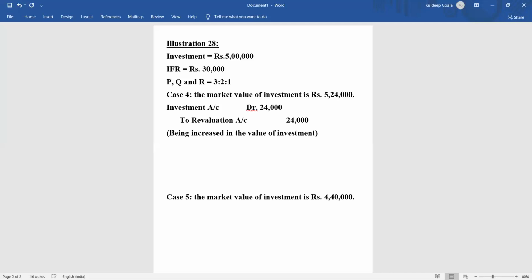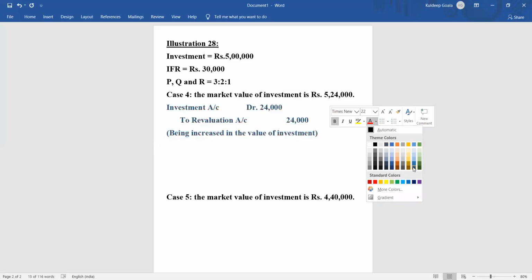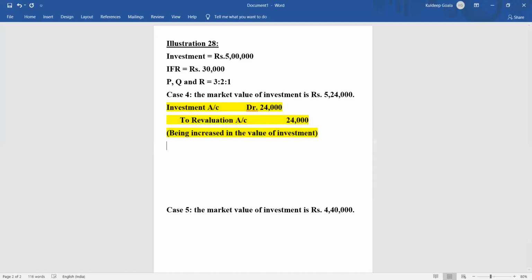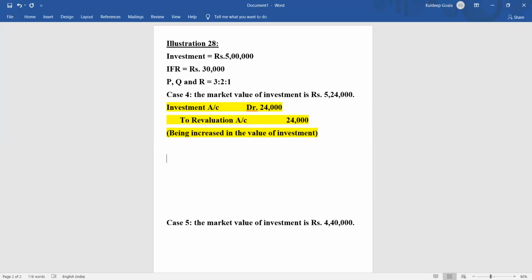So this is how the situation is happening in the first case. There will be many entries here. If I break it properly, it will be 3 entries, but I want to break it into only 2. So you will find only 2 changes. This is the first one, where there is an increase in the value of investment. I have just shown it through the revaluation. Now I will show you the combination.